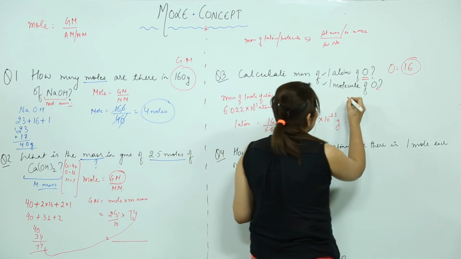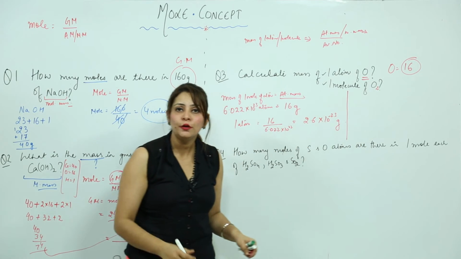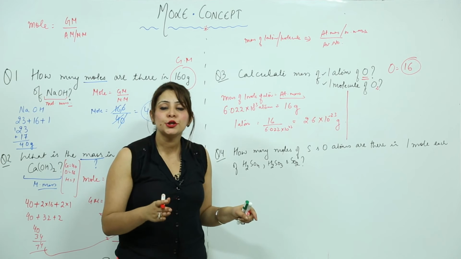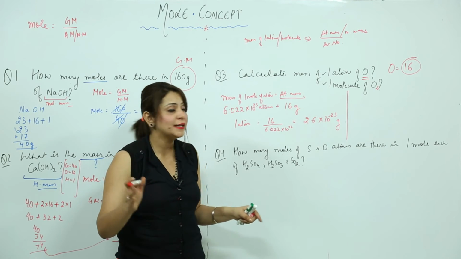Now similarly we have to calculate the mass of one molecule of O2. So you know that 6.022 into 10 raised to power 23 molecules weigh how much?